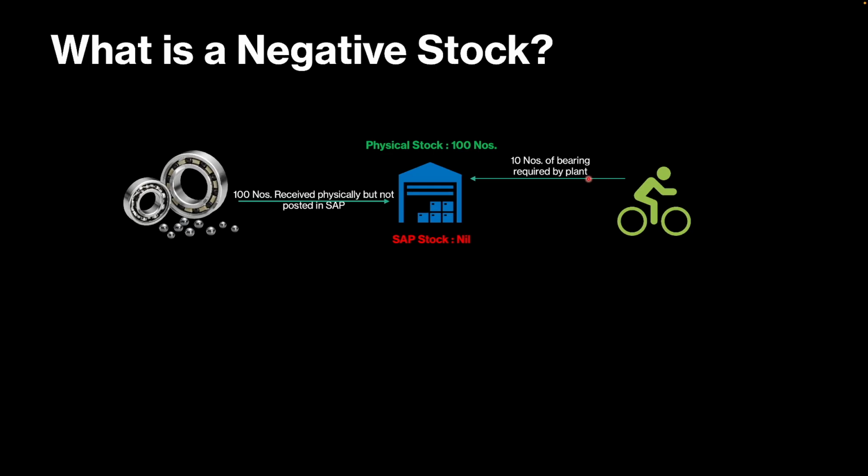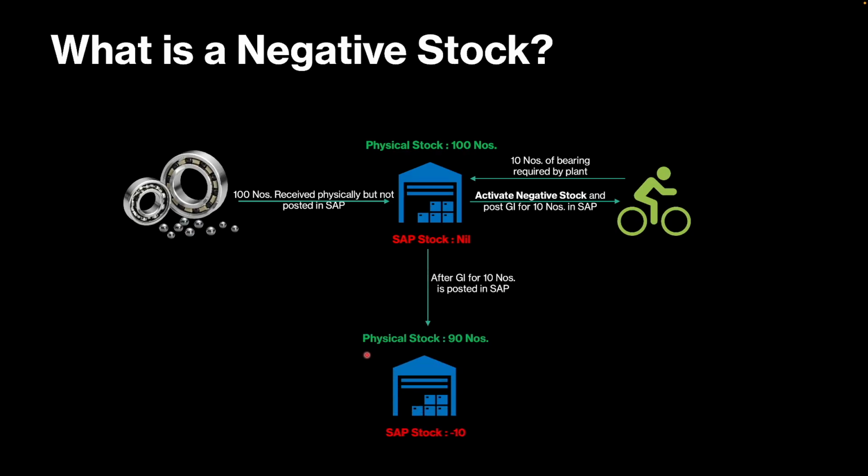To address this issue, we'll have to activate something called negative stocks against this material code. Once we activate the negative stock, the system will allow us to post the goods issue even if you do not have any stock in SAP. That is, the system will allow you to post a goods issue for a quantity which is higher than what is available in SAP. So you can see here, to issue this material to the plant, you will have to activate negative stock and then post goods issue for 10 numbers in SAP. Now once you post this goods issue, then what will be the status? Then you will have a physical stock of 90 numbers and a SAP stock of negative 10.